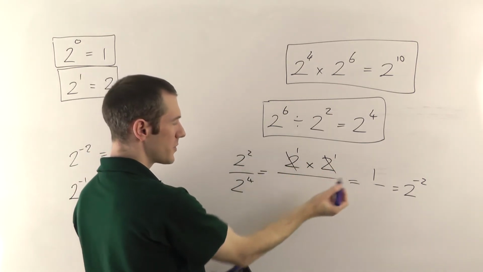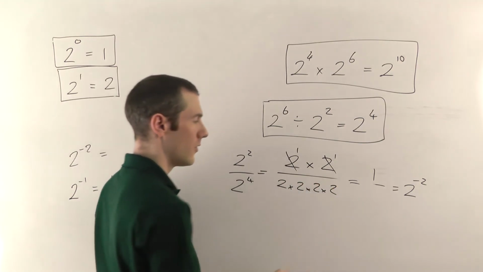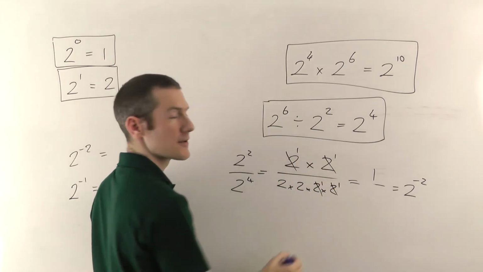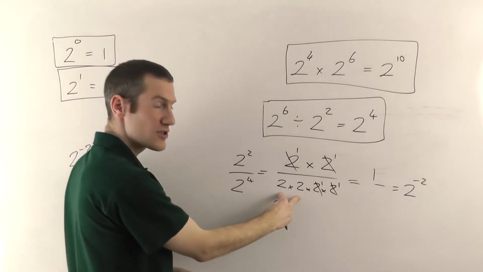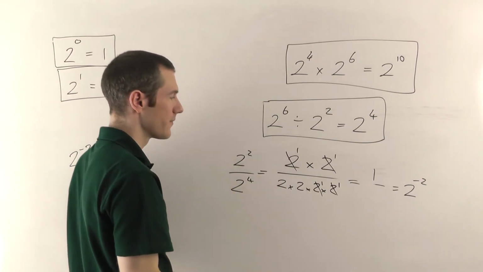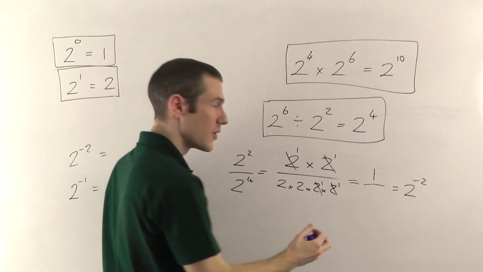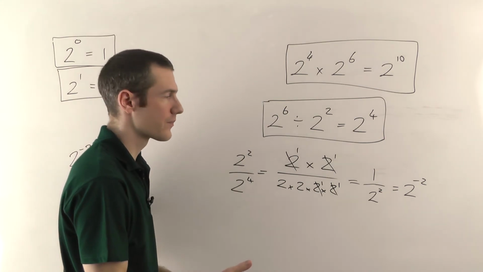So 2 squared on the top still, 2 to the 4 on the bottom, 1, 2, 3, 4. Those 2 will cancel with those 2 and become 1s. But these 2 2's have got nothing else to cancel with. There are 2 extra 2's on the bottom of the fraction. So they're going to be left here. You're going to end up with 2 times 2, which is 2 squared on the bottom.